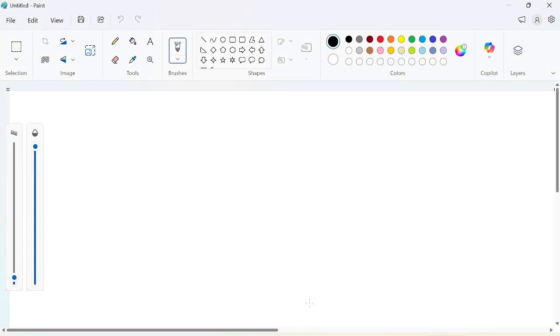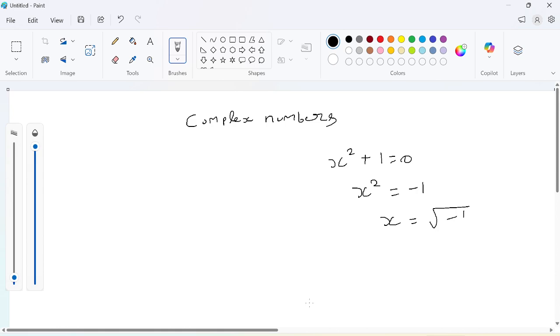So what is a complex number? Let us start. Say I have an equation like x square plus 1 equal to 0. In order to find the roots of this equation, I'll say x square equal to minus 1, so x is equal to root of minus 1. Now, if you see, this is not a real number. This is an imaginary number because we cannot find the square root of negative numbers. Those are not real numbers. This will be an imaginary number, and this will be represented by i.